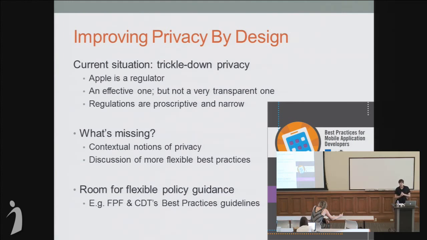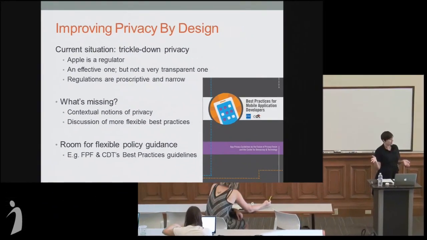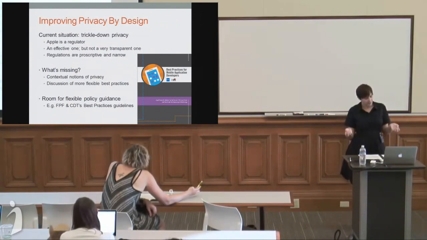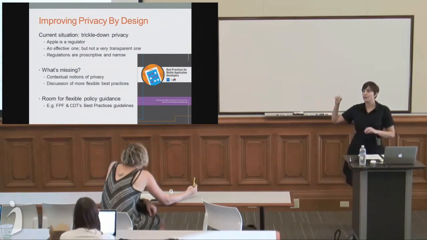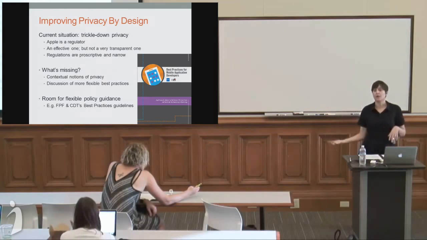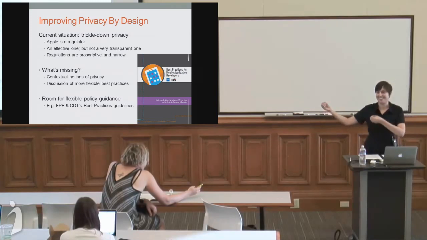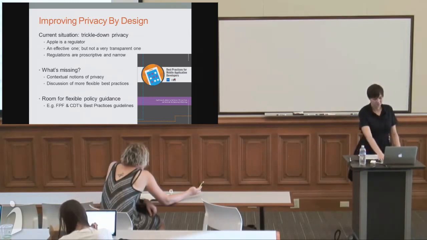And there is some good policy guidance out there that's just not under discussion in these forums. So the Future of Privacy Forum and the Center for Democracy and Technology have put together best practice guidelines for mobile developers. So I think our task is to think a little bit more about how existing guidance could become much more a feature of these forums. People are turning to these forums for advice. Wouldn't it be nice if some of this guidance was there as well?